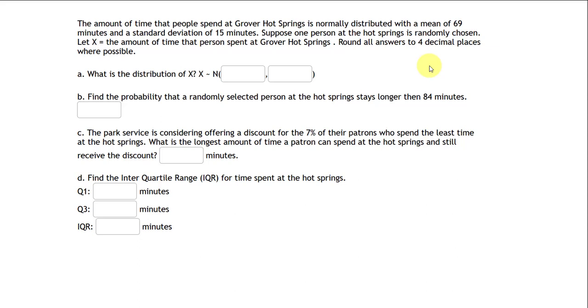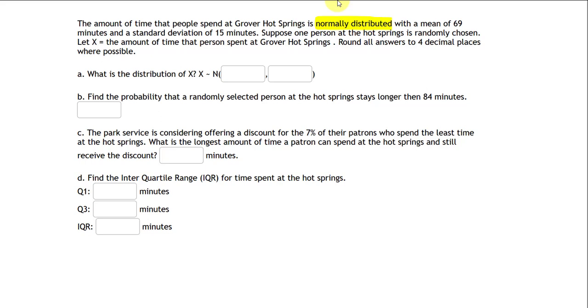Okay, the amount of time that people spend at Rover Hot Springs is normally distributed. So we are told that this is the problem of the normal distribution, with the mean of 69 minutes and the standard deviation of 15 minutes. Suppose one person at the hot springs is randomly chosen, and let X be the amount of time that person spends at Rover Hot Springs. Round all the answers to 4 decimal places where possible. What is the distribution of X?